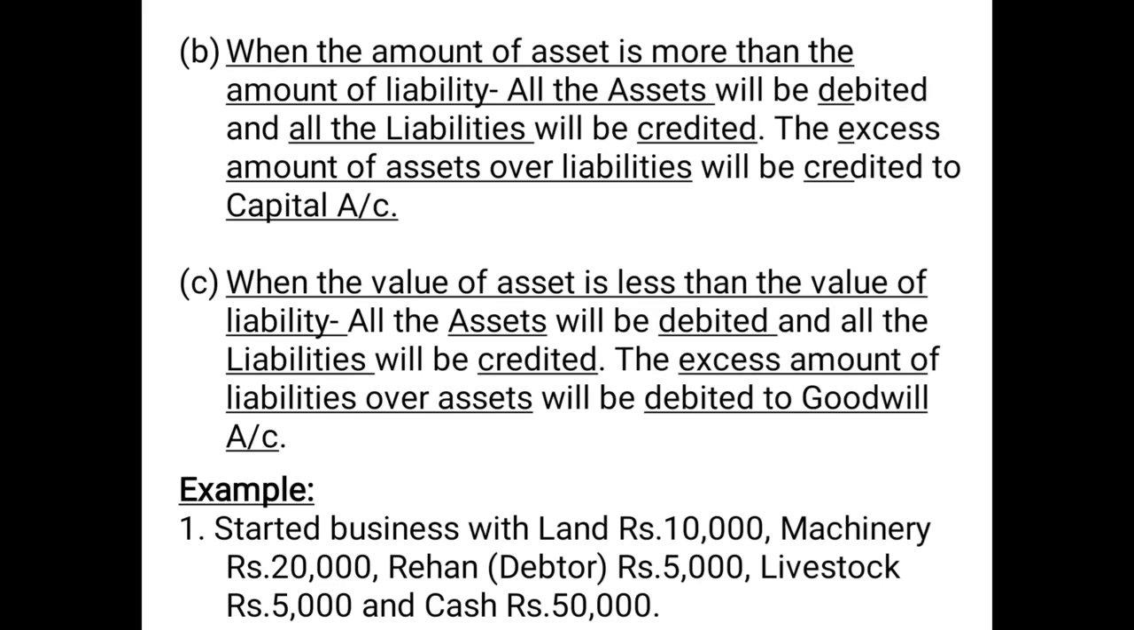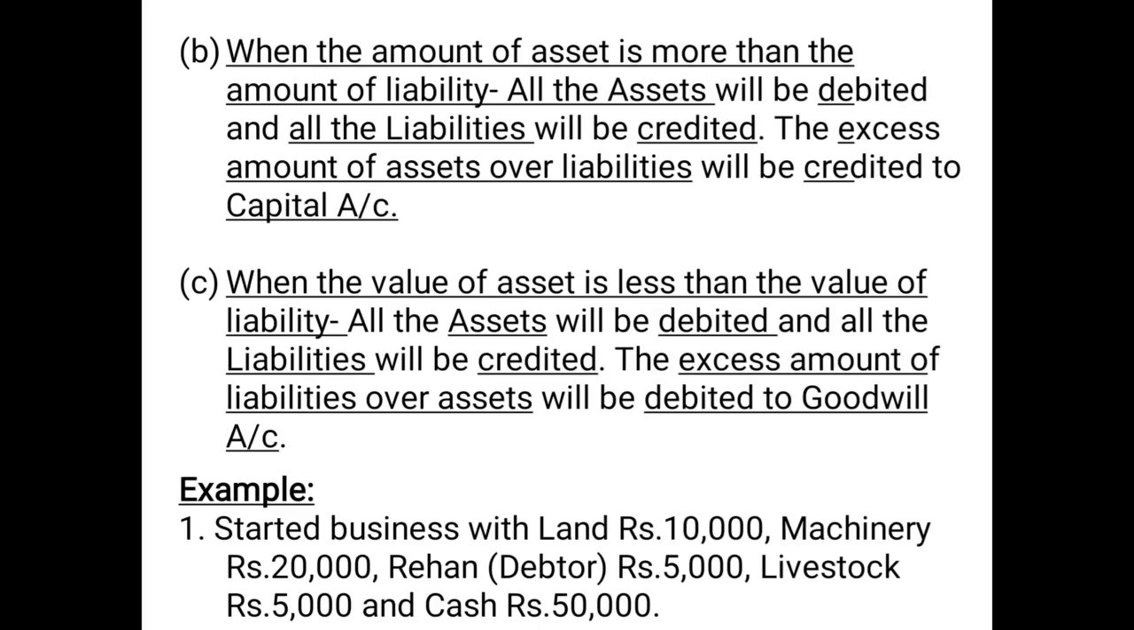Then in this case, you will transfer the excess amount of assets over liabilities, that means the deficient amount, and credit it to the capital account. As you can read here, all the assets will be debited and all the liabilities will be credited. The excess amount of assets over liabilities will be credited to the capital account.